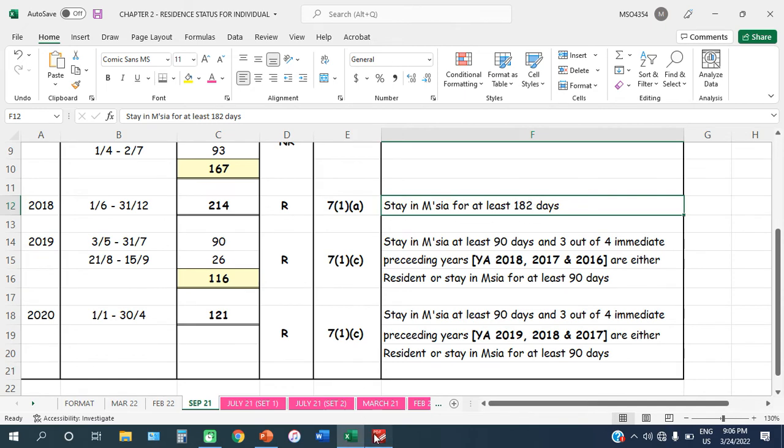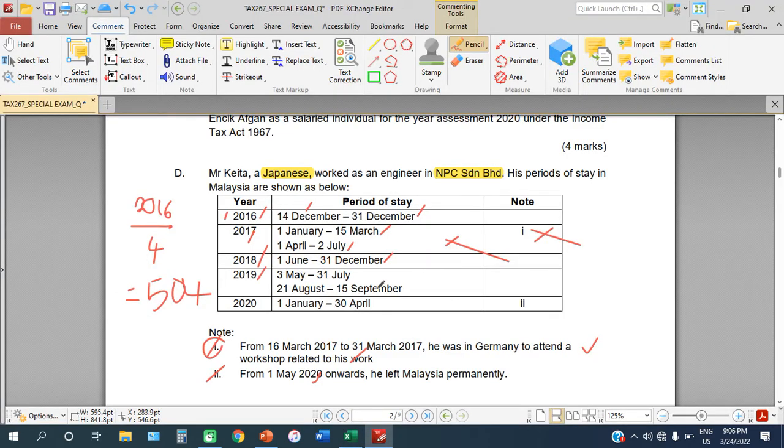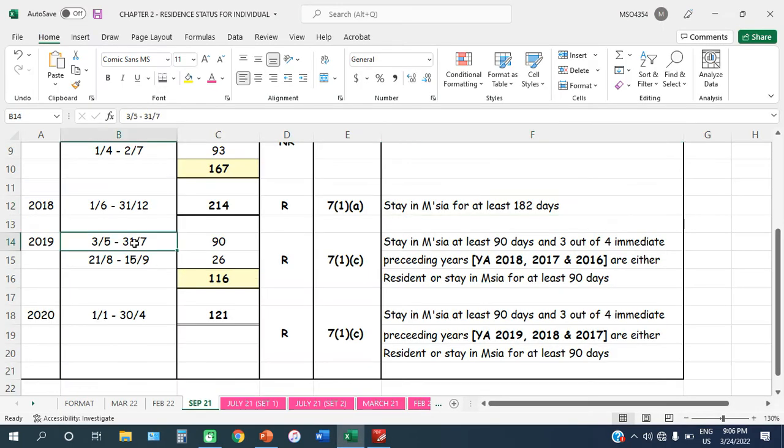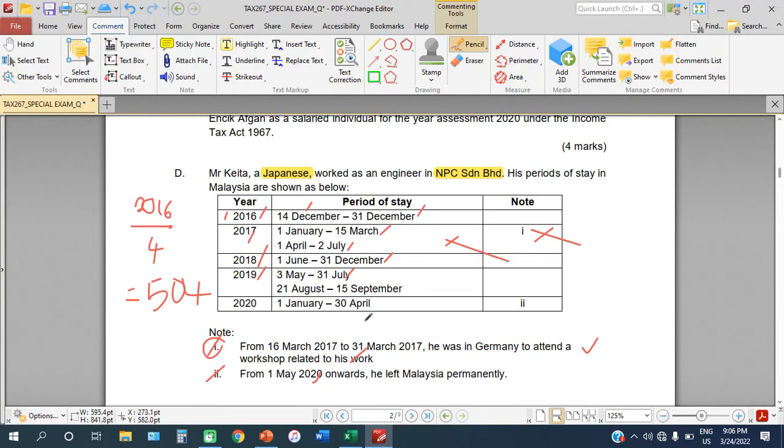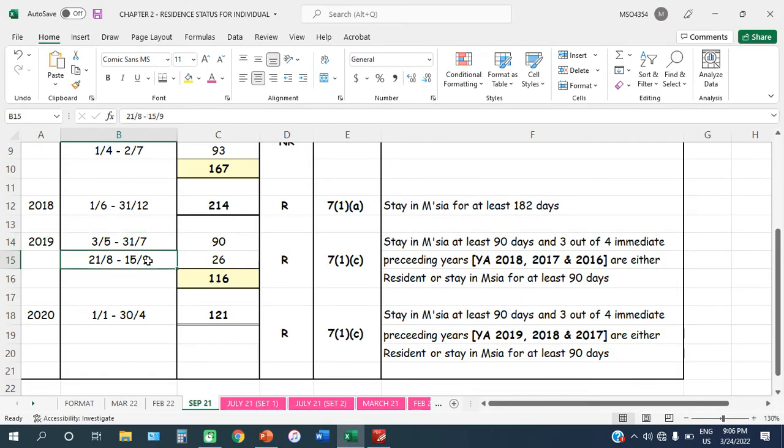Okay, done. Okay, 2019. Okay, we have 2 dates here. 3rd May to 31st July, followed by 21st August to 15th September. Okay, total up guys. Okay, calculate. So, because here the date is 3rd May, you cannot take 31 days. Okay, May is 31 days? No. Because it's 3rd May.